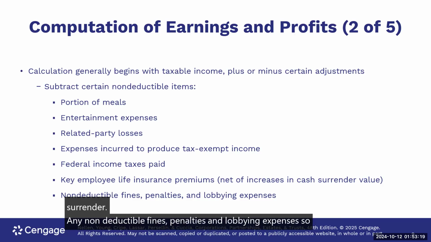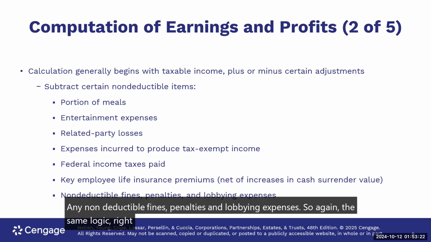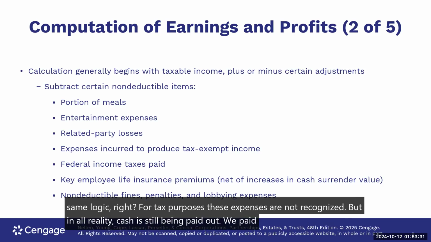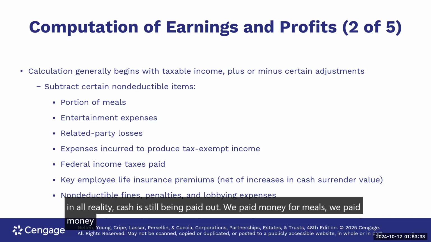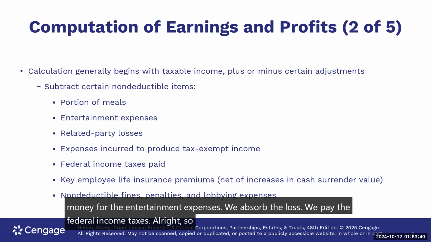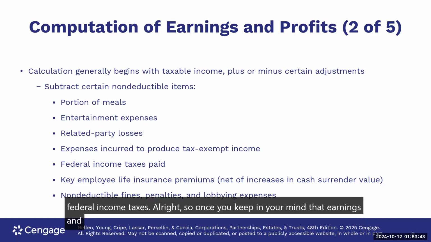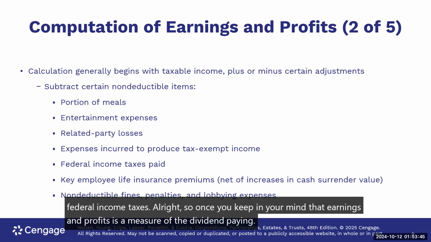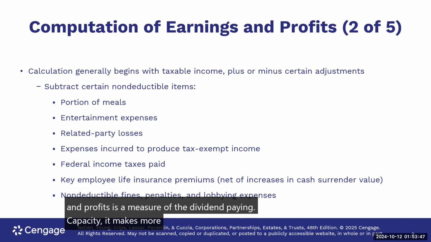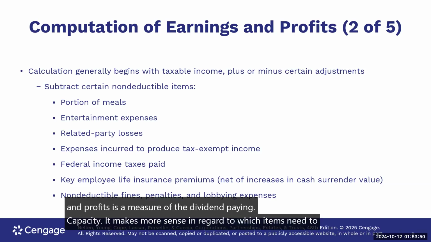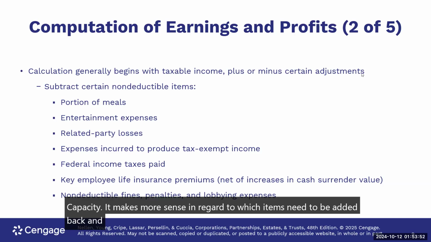So again, the same logic, right? For tax purposes, these expenses are not recognized, but in all reality, cash is still being paid out. We paid money for meals. We paid money for the entertainment expenses. We absorbed the loss. We paid the federal income taxes, all right? So once you keep in mind that earnings and profits is a measure of the dividend paying capacity, it makes more sense in regard to which items need to be added back and which items need to be subtracted.